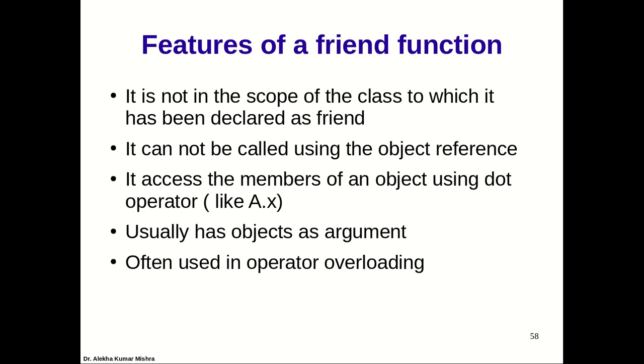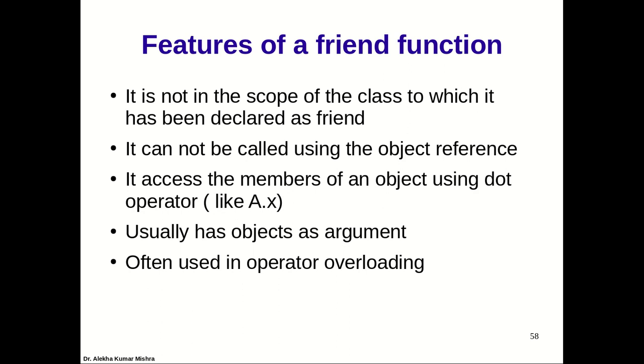It cannot be called using an object reference. It's a non-member function. So if it's a global function defined at a global level, then you simply call it with the function name. Or if it's a member function of another class which is a friend of this class, then we have to call it with an object of that class. I'll show an example of both.